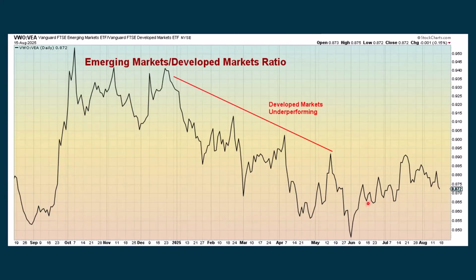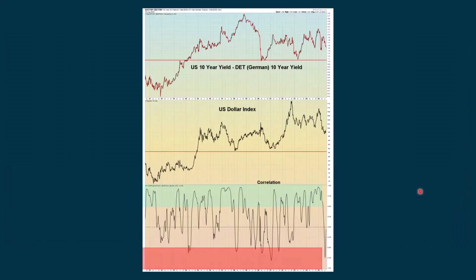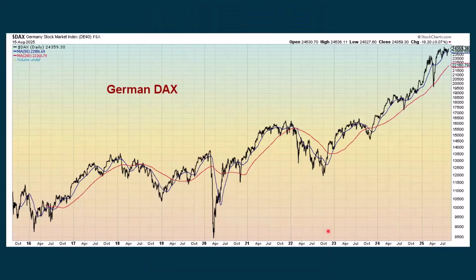And the only thing really keeping this together right now is Europe. They've been outperforming US markets. There are times when US markets are doing better. Those are the developed markets, but we've been pretty much going sideways with this ratio. Then we look at the 10-year yield in the US and subtract the German 10-year yield, and that gives us a result up here. And we compare that to the US dollar index. They'd actually been going in opposite directions there for a while, but we're seeing this correlation start to strengthen again.